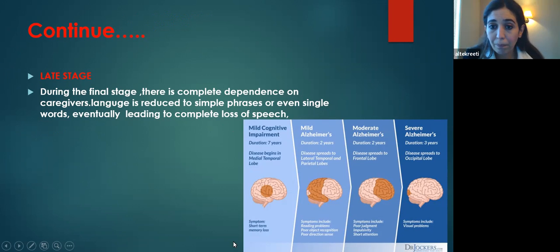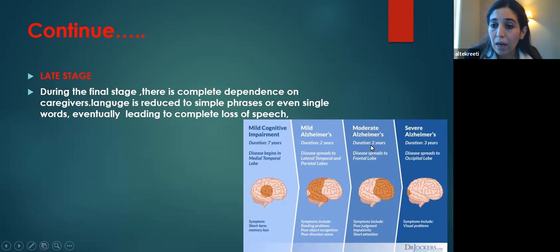So we have the diagram about Alzheimer's staging. At the beginning, there will be mild cognitive impairment, which takes about 7 years, and the disease begins in the medial temporal lobe. The patient will suffer from short-term memory loss. Then mild Alzheimer's takes about 2 years, and the disease will spread to the lateral temporal and parietal lobes. So the patient will suffer from problems with reading, object recognition, and poor sense of direction.